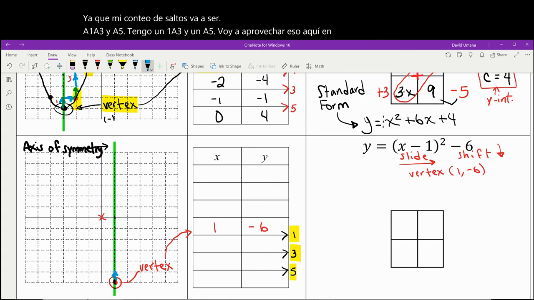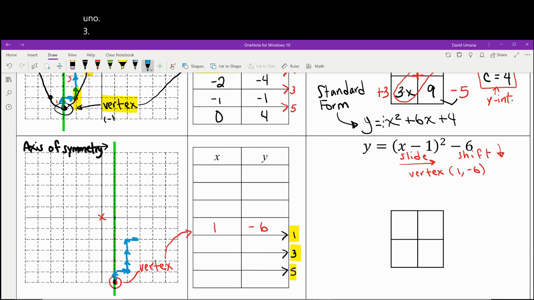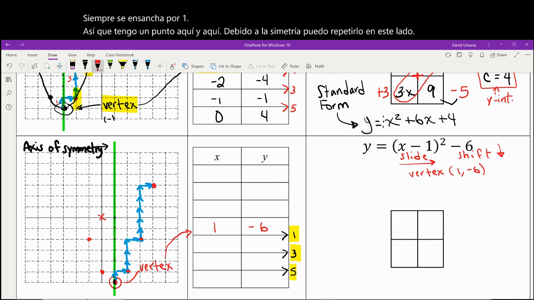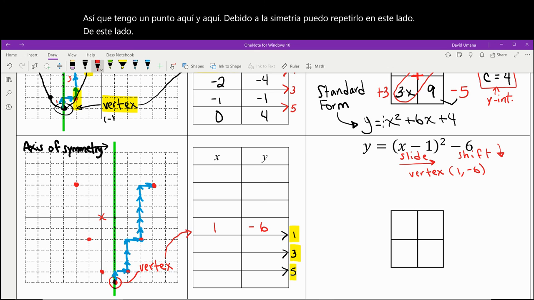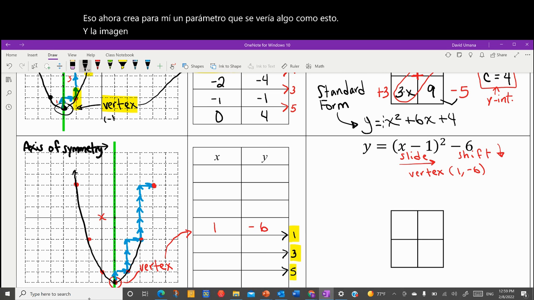So that means 1, 3, and 5. 2, 3, 4, 5. It always gets wider by 1. So I have a point here, here, and here. Because of symmetry, I can repeat it on this side and on this side. That now creates for me a parabola that will look something like this, and the mirror image on the opposite side.